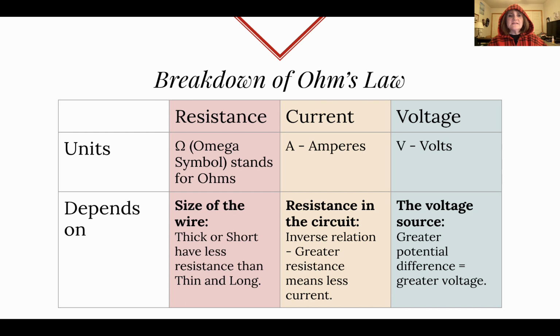Continuing with units: resistance is measured in ohms, and it depends on the size, the thickness, and the length, and the material it's made of, like we learned last time. Current is measured in amps, or amperes, and the resistance and the current are in inverse relation. The greater the resistance means less current.